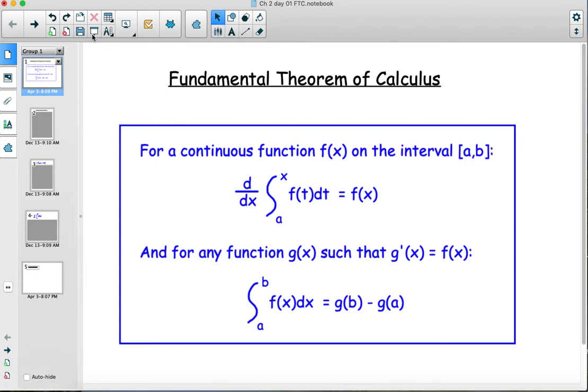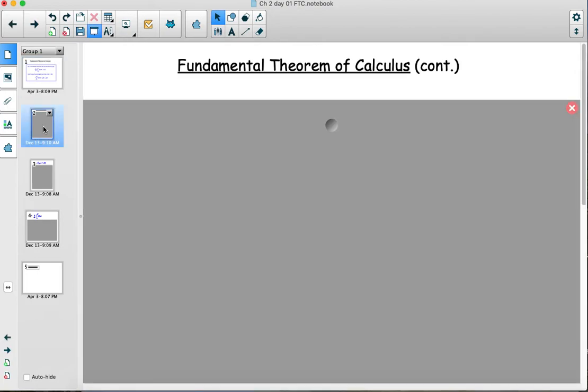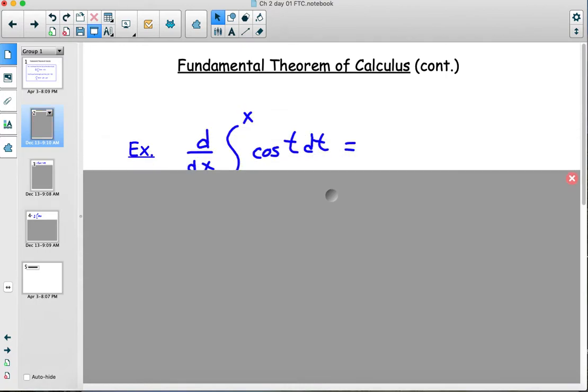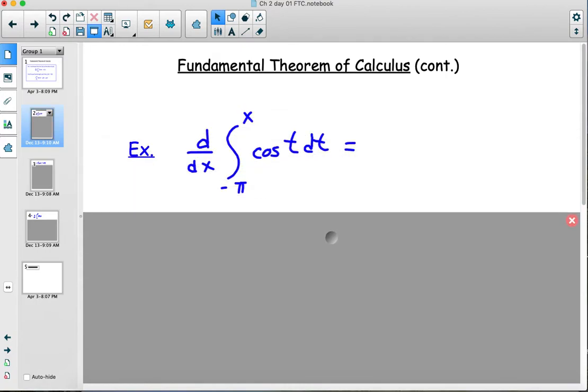Alright, so this has many applications, and we're going to talk about how we can use this to help us do some evaluations. So let's go right to some examples. Find the derivative of the integral from negative pi to x of cosine of t dt.